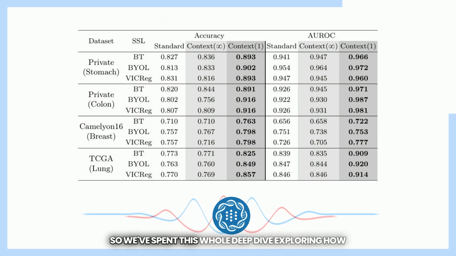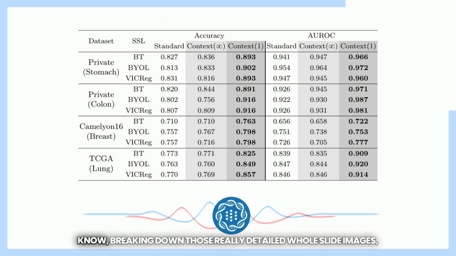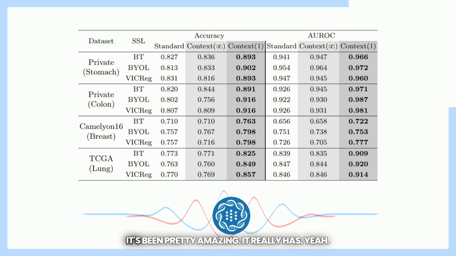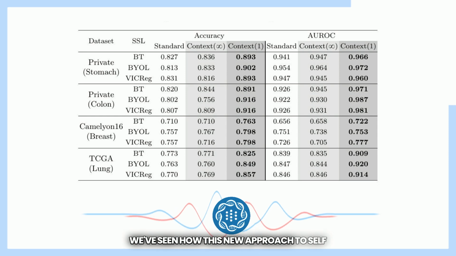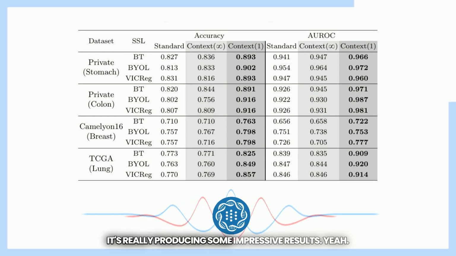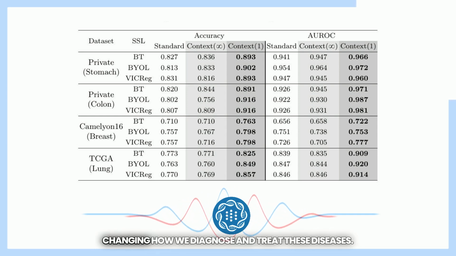Okay, so we've spent this whole deep dive exploring how AI is learning to see like a pathologist, breaking down those really detailed whole slide images, the ones they use to diagnose cancer. It's been pretty amazing. We've seen how this new approach to self-supervised learning, with its focus on spatial context, is really producing some impressive results. And not just improving the accuracy, but potentially changing how we diagnose and treat these diseases.